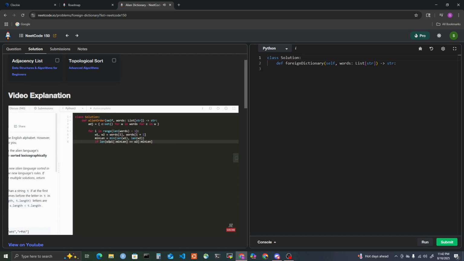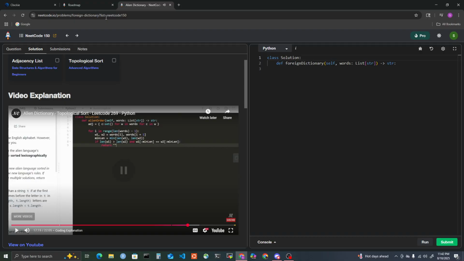So the length of word 1 is greater than the length of word 2. They have the exact same prefix, meaning that it's an invalid ordering. So in that case, we would have to just return an empty string.